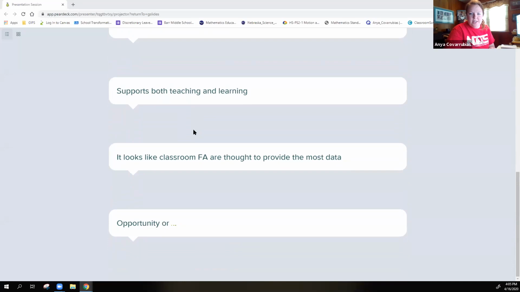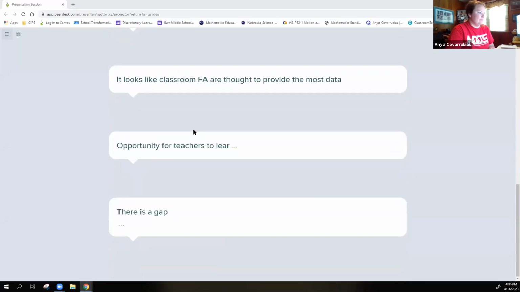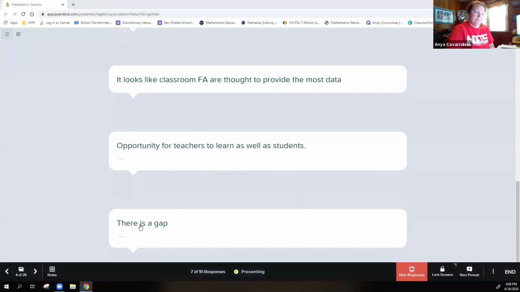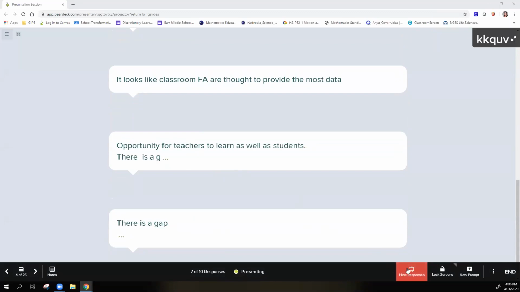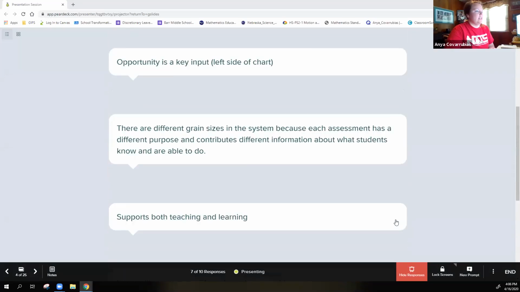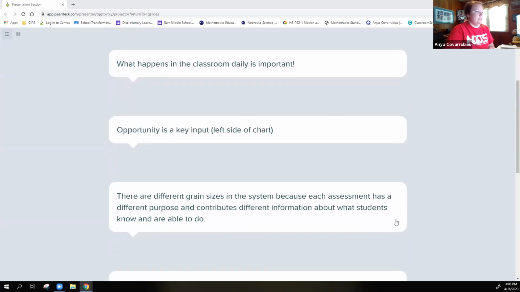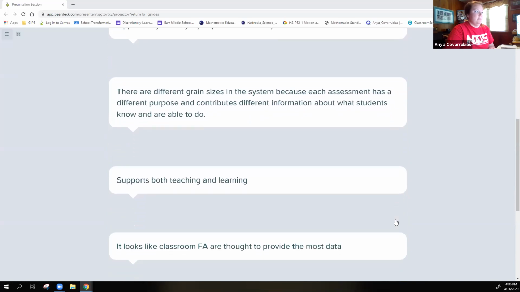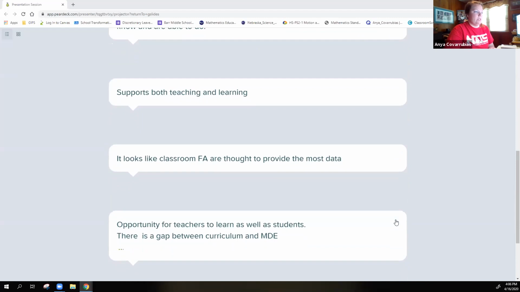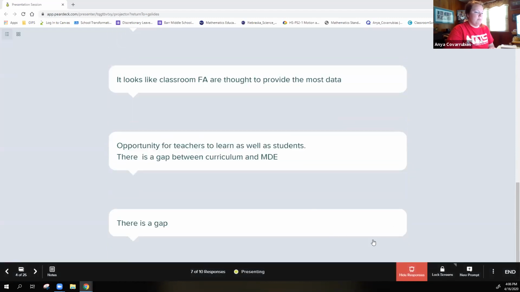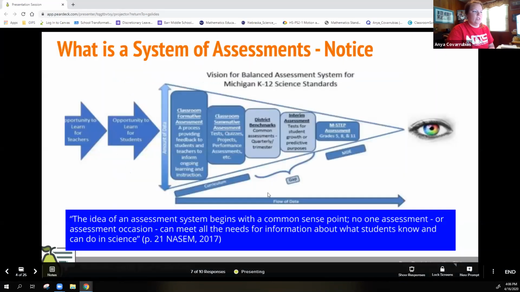All right, about 10 more seconds here. All right, so it looks like we have a lot of great things that we pulled out here. Classroom's big, state is small, scale, talking about key inputs, supporting both teaching and learning, and there is a gap. Great.